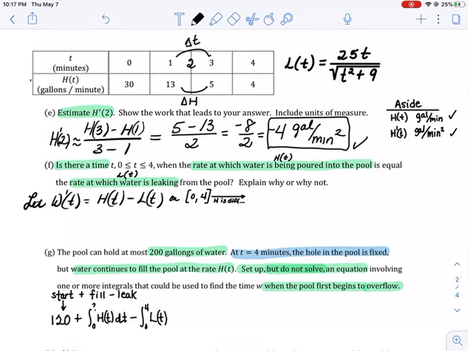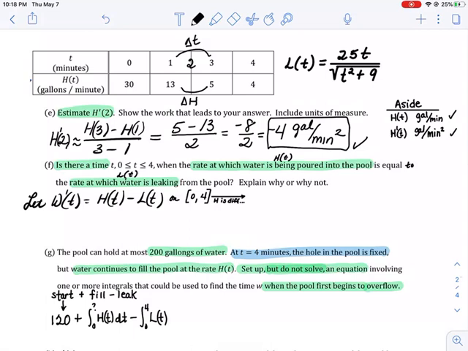Moving on. Is there a time t, where 0 is less than or equal to t is less than or equal to 4, when the rate at which the water is being poured into the pool is equal to the rate at which water is leaking from the pool? Explain why or why not. So again, I'm going back to the fact that I have a function that's differentiable, h of t, and so is L of t. On the interval from 0 to 4, h is differentiable.